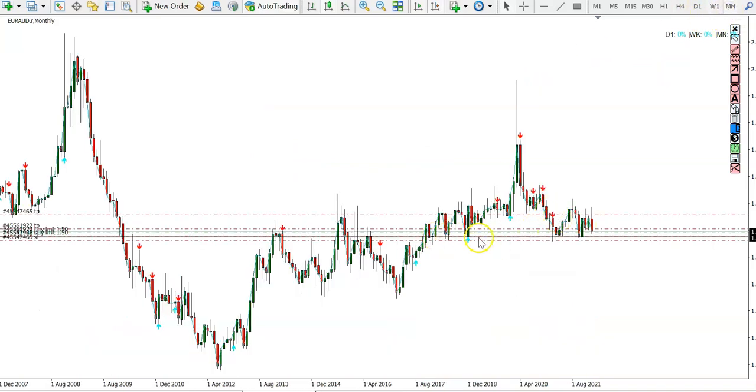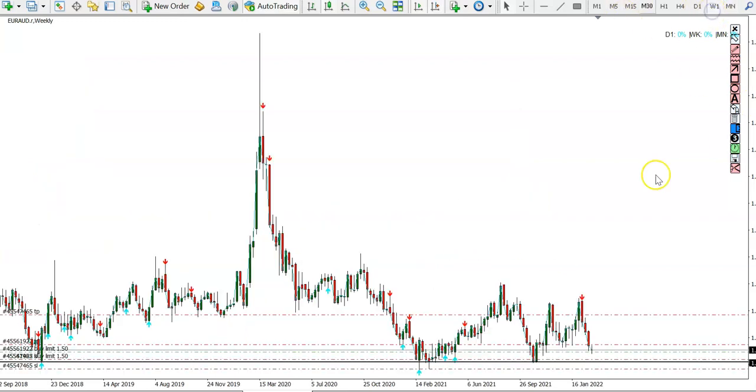Again, that's also a nice monthly support. You can see it's held well there before, both as a resistance and now as a support. Okay, so it's a very strong area. So I do expect a short-term bounce at this area, or a longer-term bounce.